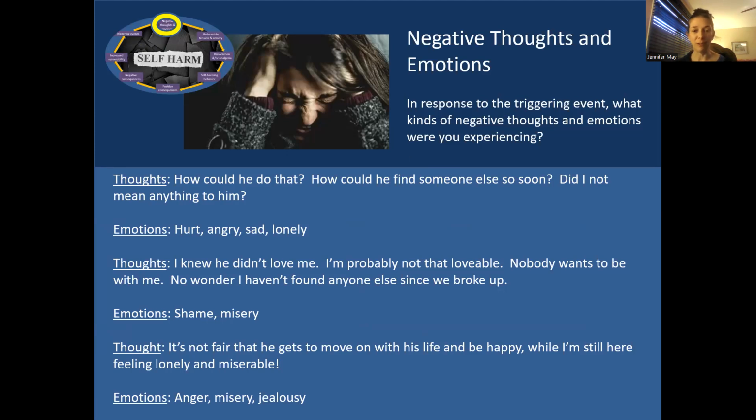Thoughts: I knew he didn't love me. I'm probably not that lovable. Nobody wants to be with me. No wonder I haven't found anyone else since we broke up. So the thoughts are getting even more intense, and so are my emotions. I'm feeling shame. I'm feeling misery. Then I'm thinking it's not fair he gets to move on with his life and be happy while I'm still feeling lonely and miserable. And so now I'm feeling some anger about that. I'm feeling jealous that he's being taken away from me, even though I lost him already, because there's another woman in his life. Okay, so it's a cascade of these things happening.